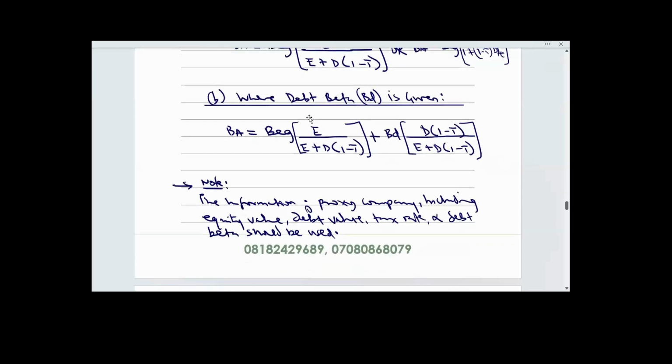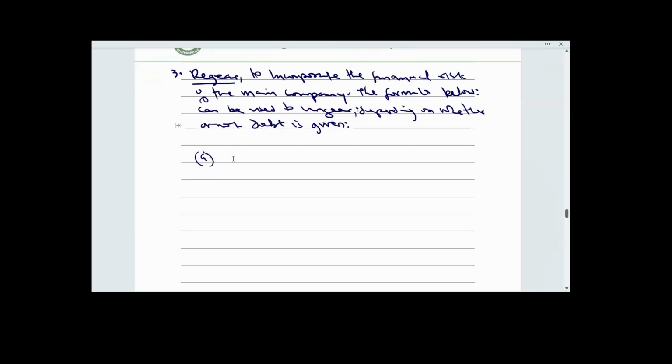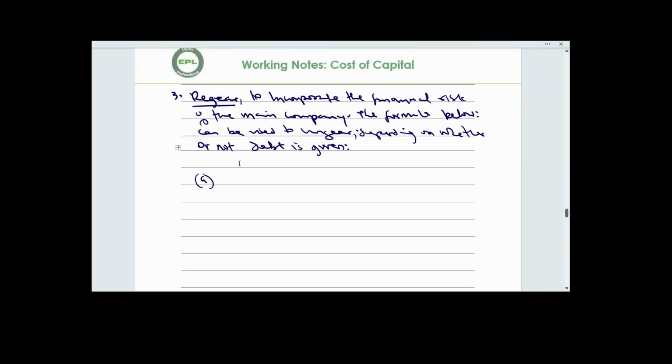Yes, Timileyin, talk to me. You raised your hand. I don't know if you said to incorporate the financial risk of the main company using the formula to gear, but I thought we were trying to regear. I don't understand your question. Number 3 is regear, right? And you're saying that we're trying to ungear, so I'm a bit lost there.